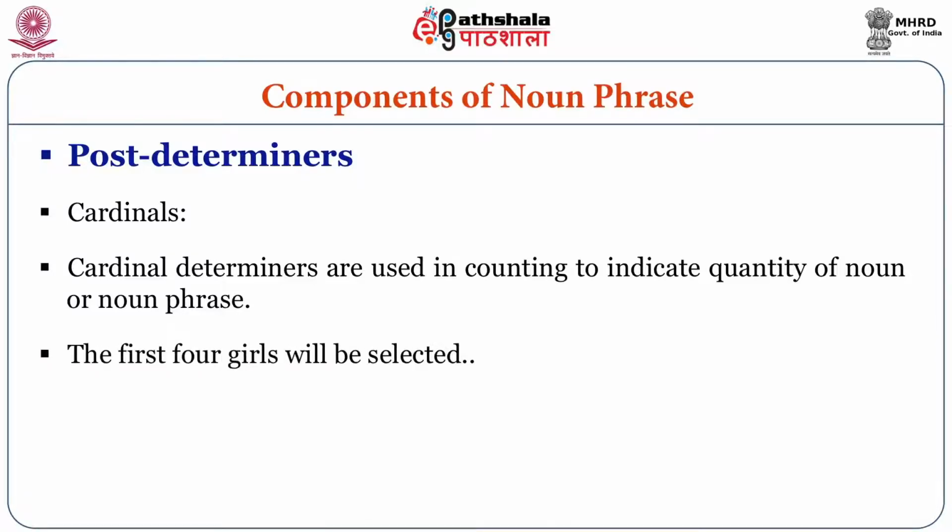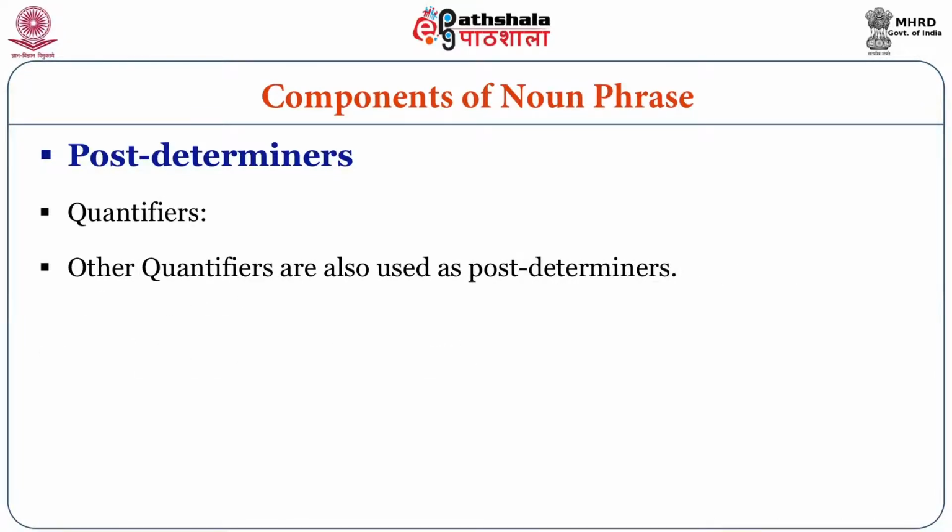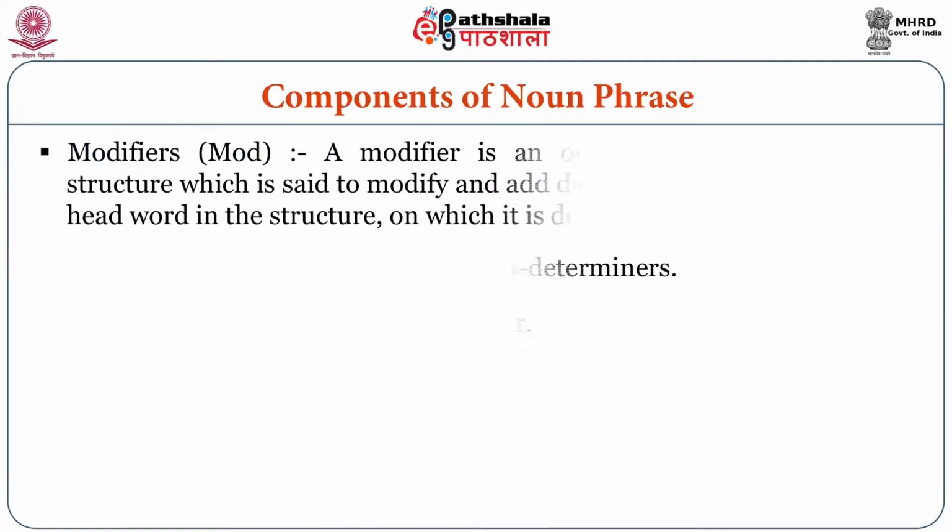The first 4 girls will be selected. How many? 4. That is cardinal. Then we have quantifiers. Quantifiers are also used as post determiners. My many friends are coming for dinner. This many is the post determiner.